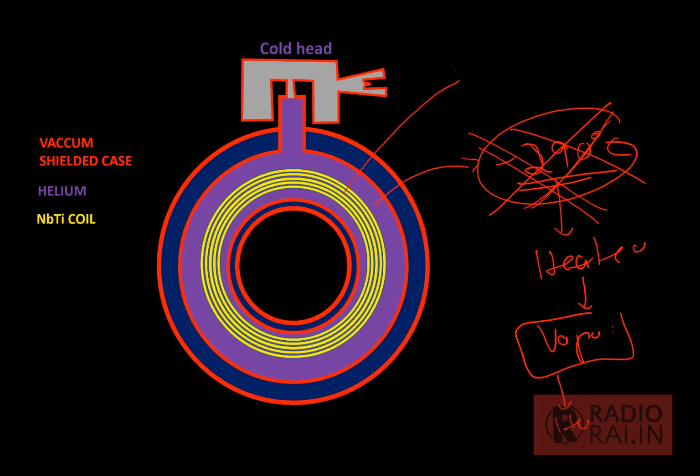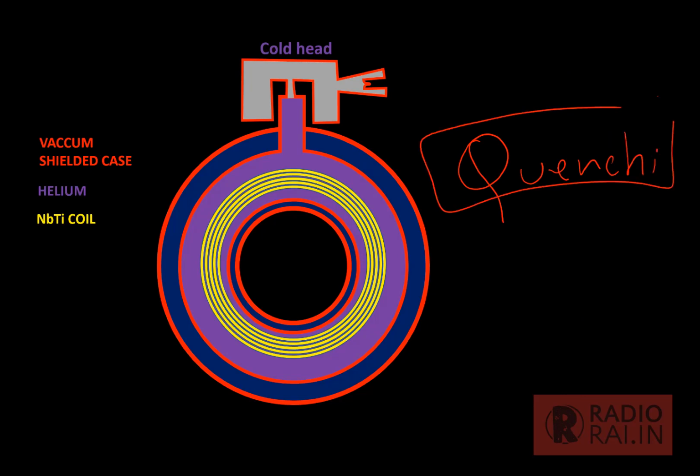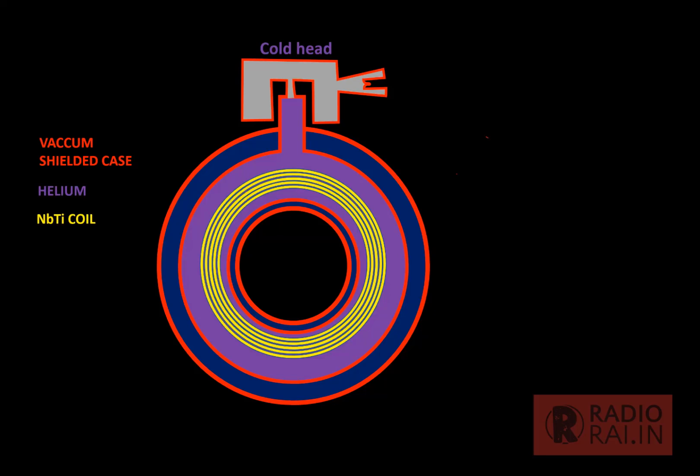Now what will happen? The coils will get high resistance. Whenever coils get high resistance, there will be heat production, loss of current, and shutdown of the MRI. This is nothing but quenching. The stopping of the MRI coil, or the stopping of the magnetic field production by the superconducting coil, is called quenching. This kind of quenching can happen automatically.